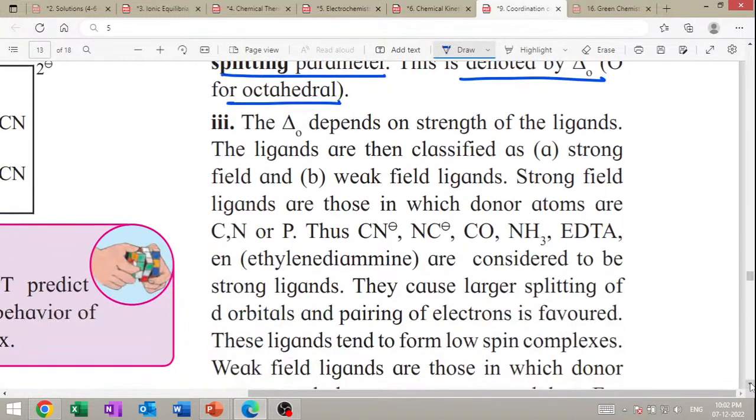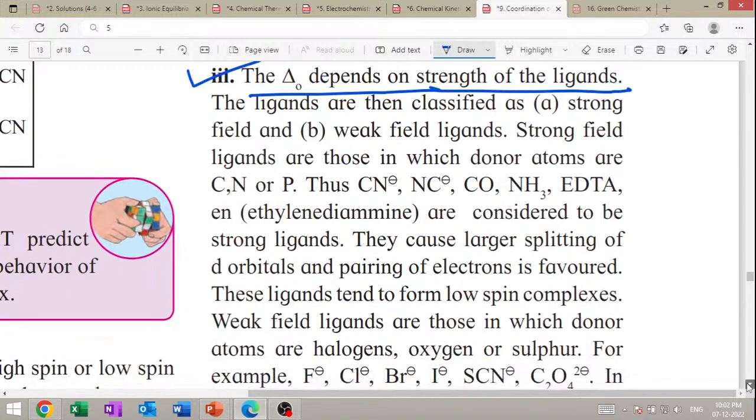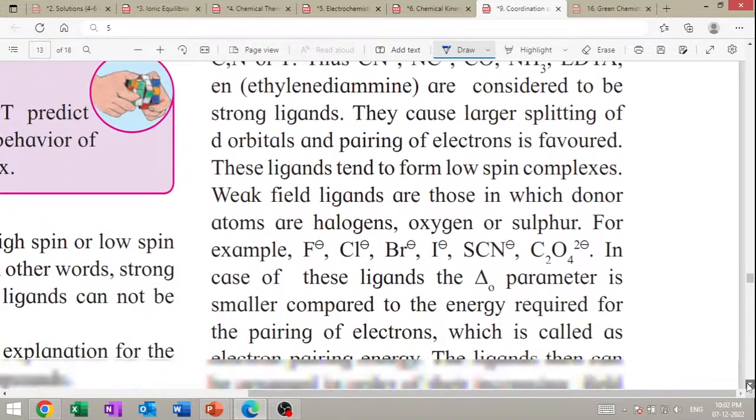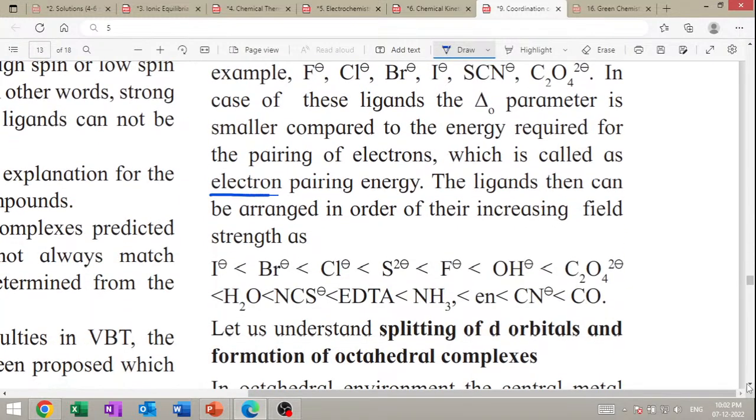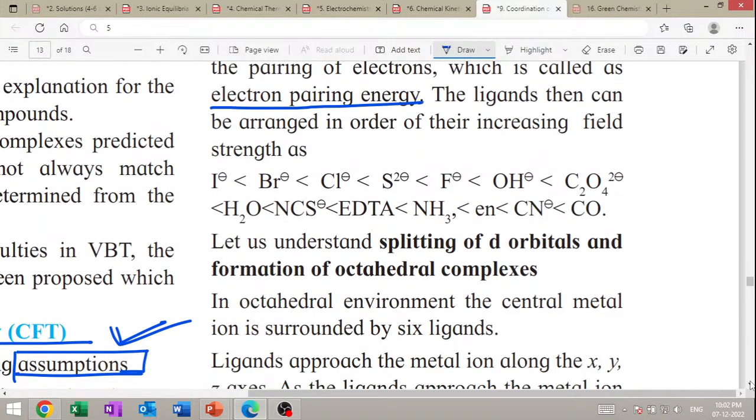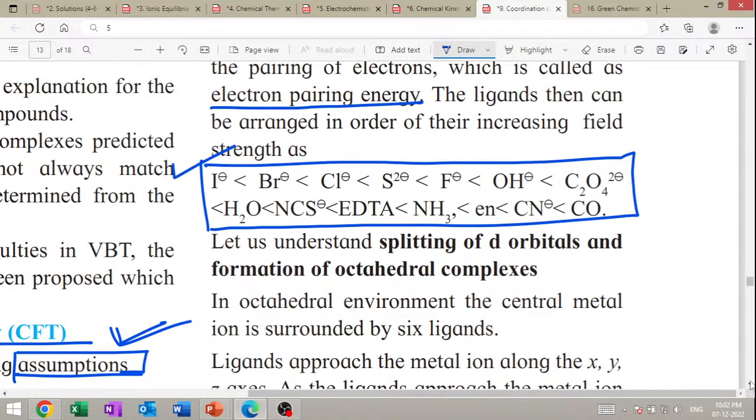Number 3, delta O depends on the strength of the ligands. And this is known as a strong field or weak field ligand. This is known as the electron pairing energy. And this is the splitting order. So remember this order. This is very, very important.